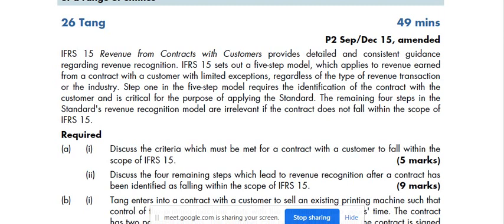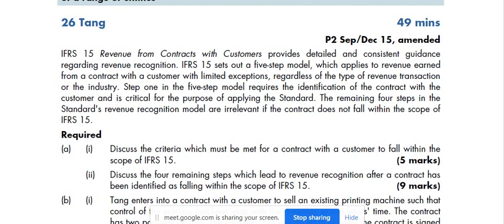Without looking at the answer, M, give us the second one. Identify performance obligations. Identify performance obligations. SA, give us the second one. And SE, give us the third one. SK, exactly. Determining the transaction price.